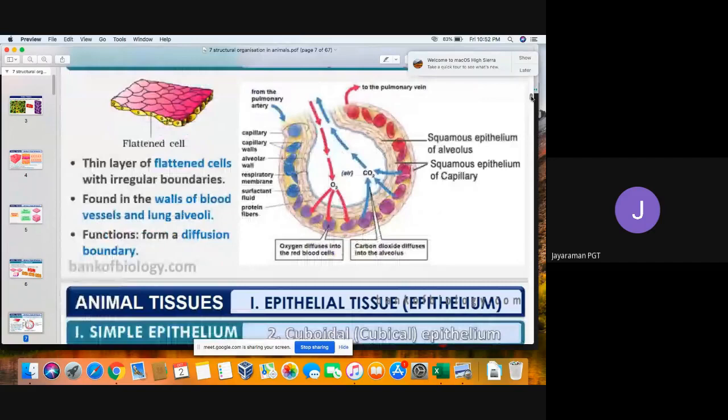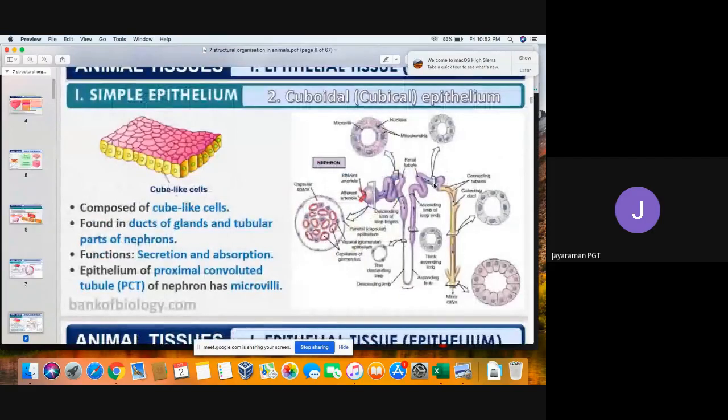So any doubt in this? Students, any doubt in simple epithelium? We will discuss the squamous epithelium. Okay. Yes. Yes, anything? Okay, you can ask doubts at the end also, no problem.